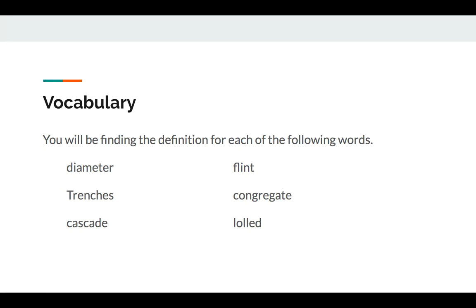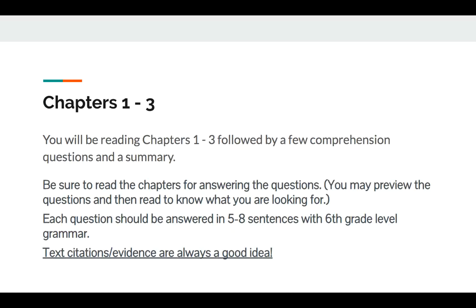So before we start reading, we're going to look at a few vocabulary words. You will have to find the definition for each of these words. We have diameter, trenches, cascade, flint, congregates, and lulled. Once you find the definition for those 6 words, you will then start looking at chapters 1 through 3. You are going to be reading chapters 1 through 3, followed by a few comprehension questions and a summary.